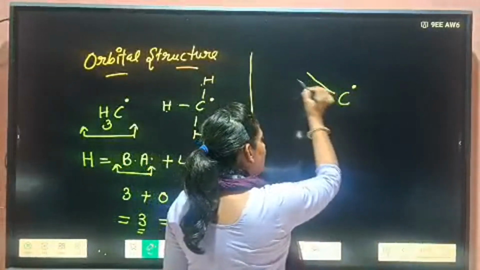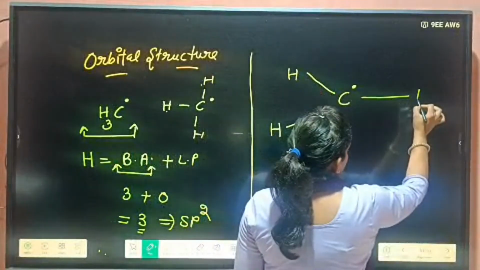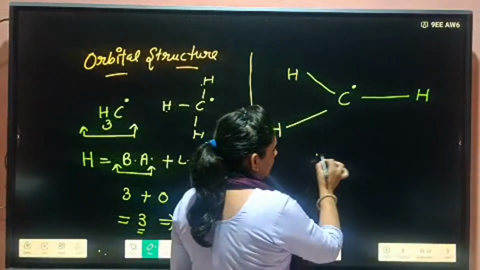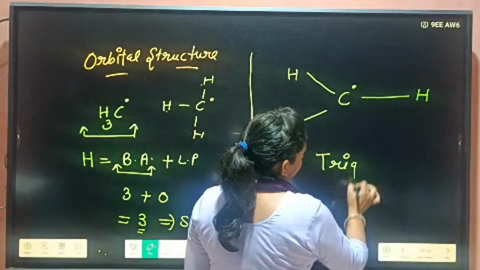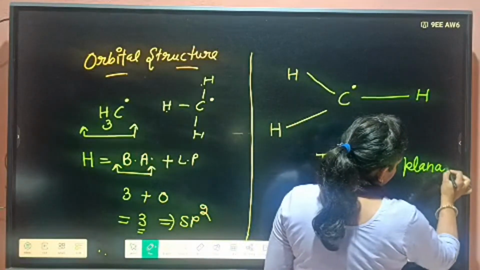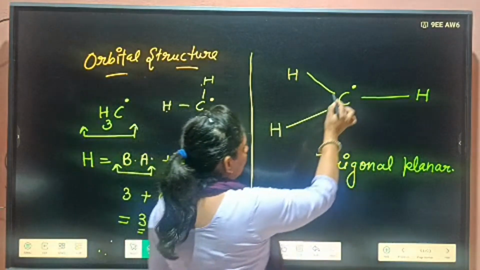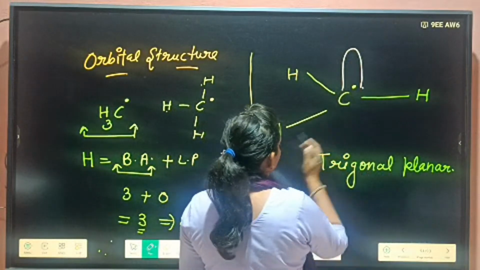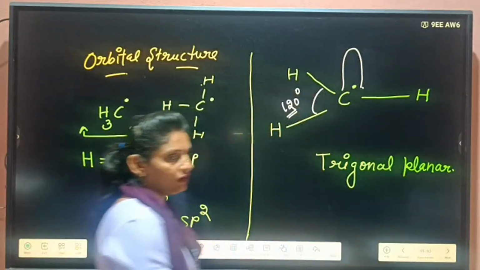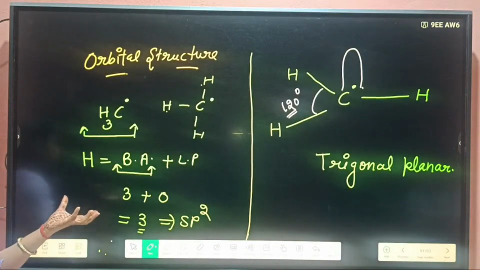And if it is sp2 hybridized, then the geometry will be trigonal planar, and this angle will be 120 degree. Clear or not? Any doubt in this?